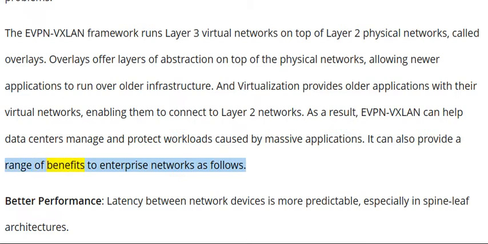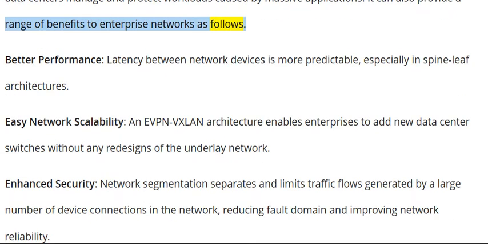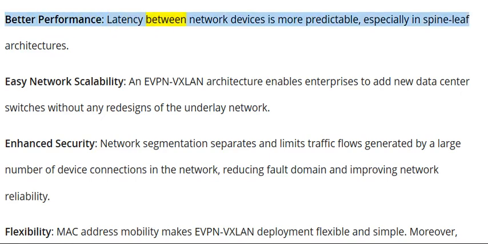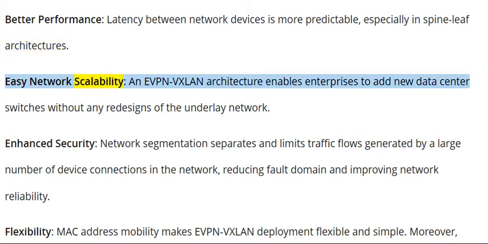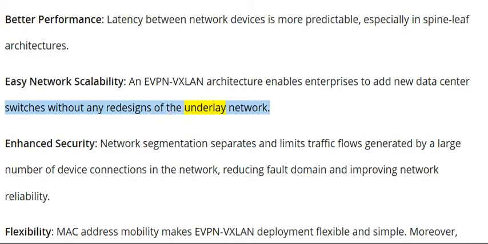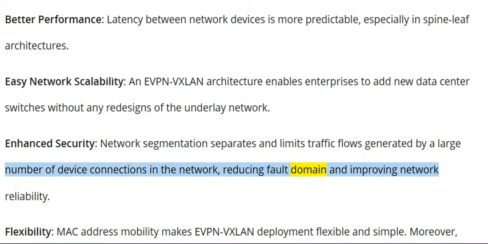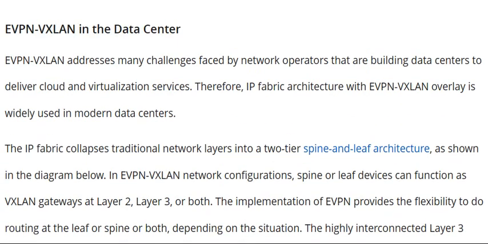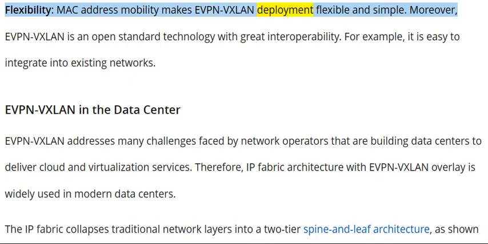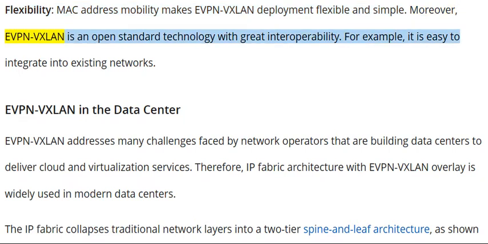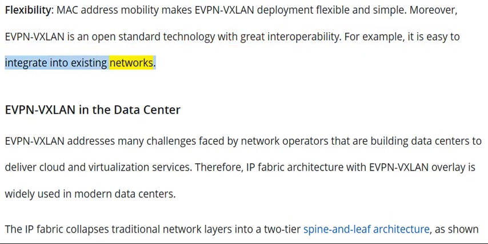It can also provide a range of benefits to enterprise networks as follows. Better performance. Latency between network devices is more predictable, especially in spine-leaf architectures. Easy network scalability. An EVPN VXLAN architecture enables enterprises to add new data center switches without any redesign of the underlay network. Enhanced security. Network segmentation separates and limits traffic flows generated by a large number of device connections in the network, reducing fault domain and improving network reliability. Flexibility. MAC address mobility makes EVPN VXLAN deployment flexible and simple. Moreover, EVPN VXLAN is an open standard technology with great interoperability. For example, it is easy to integrate into existing networks.